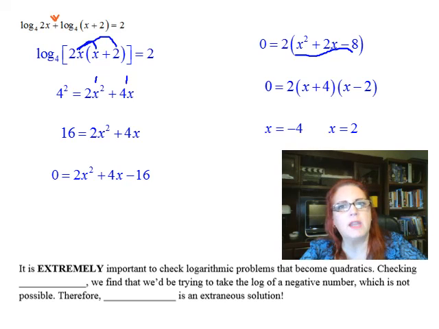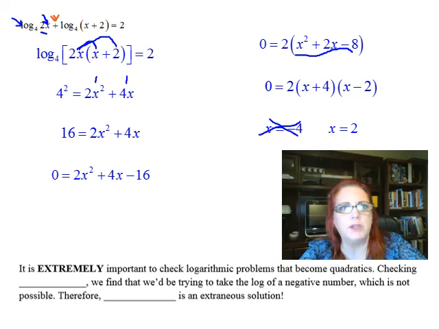Now, I'd love to say that both of these are my answers, but what I want to do is check these. It's extremely important that we check these because we cannot have a negative argument in our original equation up here. So when I put negative 4 in right here at 2x, that gives me log base 4 of negative 8, giving me a negative argument. I cannot accept this answer.